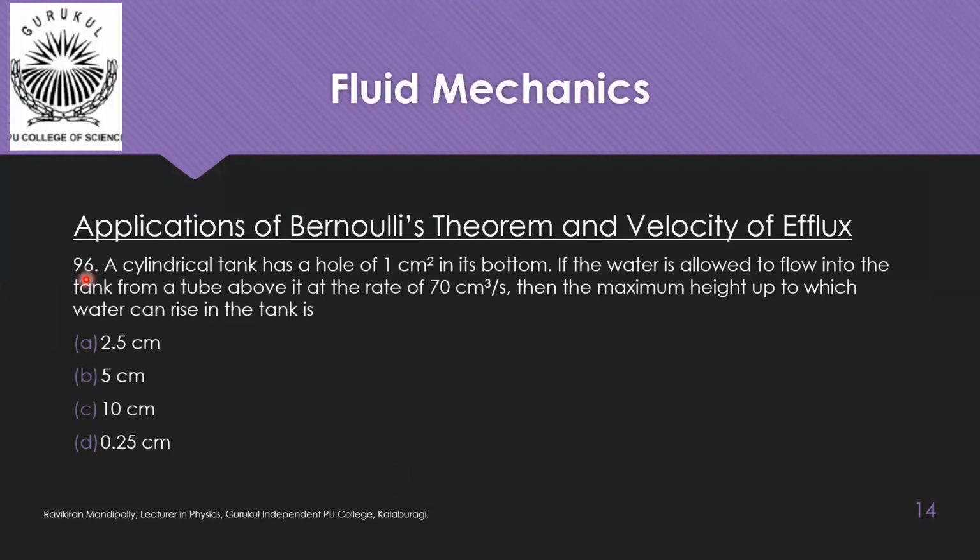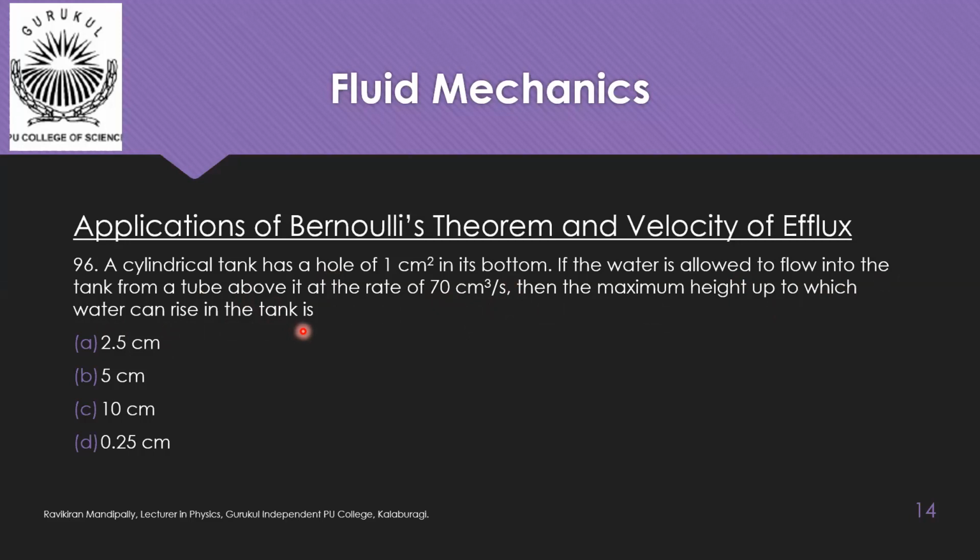Then question number 96. A cylindrical tank has a hole of 1 centimeter square in its bottom. If the water is allowed to flow into the tank from a tube above it at the rate of 70 centimeter cube per second, then the maximum height up to which the water can rise in the tank is.